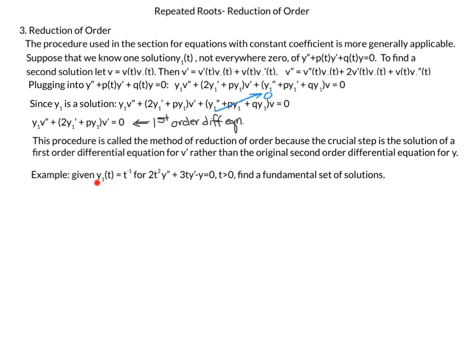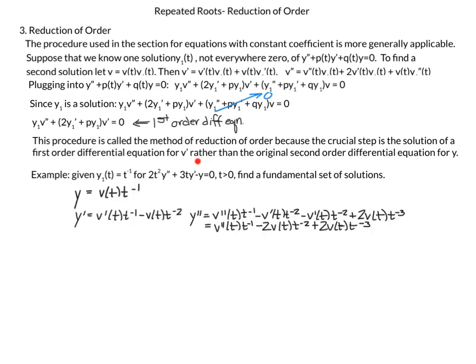So we are given one solution, y1 is equal to t to the minus 1, for this differential equation, 2t squared y double prime plus 3t y prime minus y equals 0 for t greater than 0. And we want to find a fundamental set of solutions. In other words, we need another solution to this equation. You will notice now we have a second order linear homogeneous differential equation, but now you can see that we no longer have constant coefficients. We have functions of t in front of our y double prime and y prime.